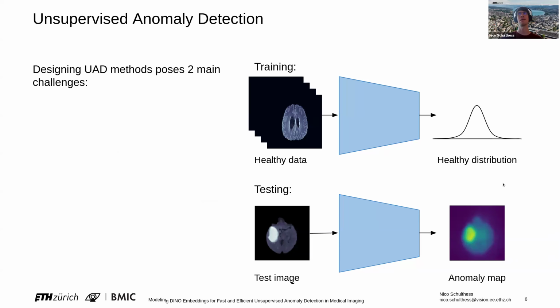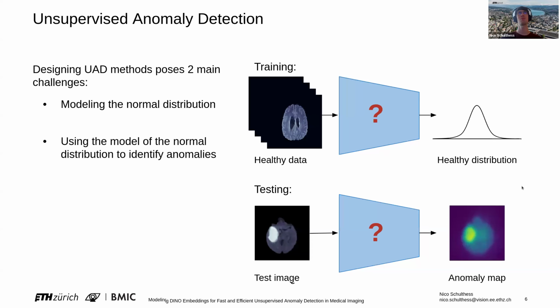Methods in unsupervised anomaly detection usually face two main challenges when designing them. The first one is how should we even model the normal distribution? And the second main question is, once we have acquired such a model, how can we use it to detect anomalies and create an anomaly map out of it? Maybe you can keep these two points in mind during the next slides, where I will go through previous work and explain the most important lines of work for unsupervised anomaly detection.